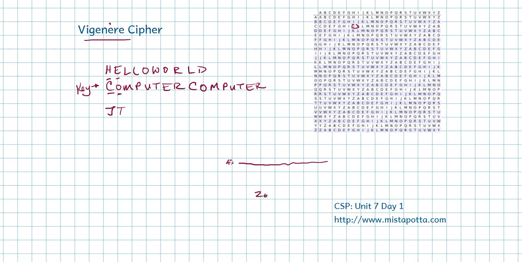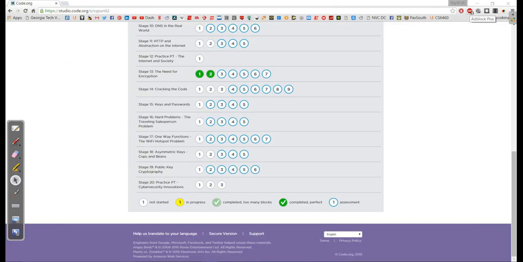And this is one of the nice things about the Vigenère cipher. We're going to talk more about these more complicated ciphers in our next video. But what I want to talk about right now is I want to go back to code.org. We've been doing the code.org, and we're on stage 13 for code.org. So we're going to take care of all of these options today.